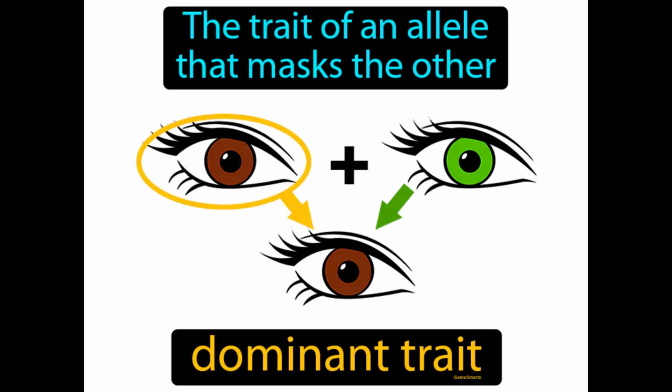A trait of an allele that masks the other trait: dominant trait. In simple terms, a dominant trait is a characteristic that appears in an organism when one or both parents pass down the dominant gene for that trait.